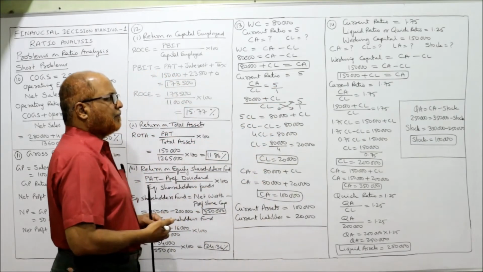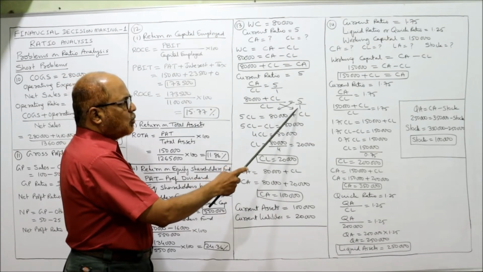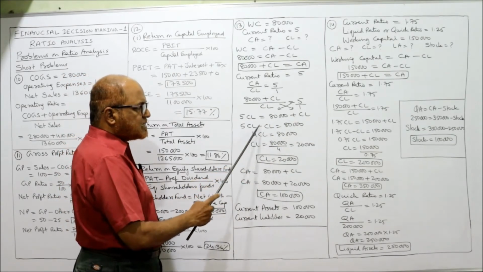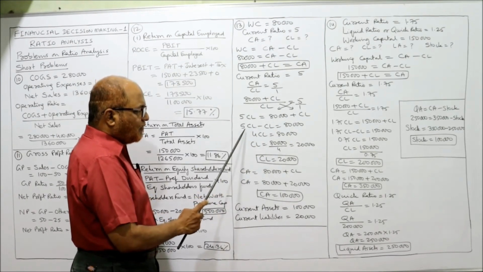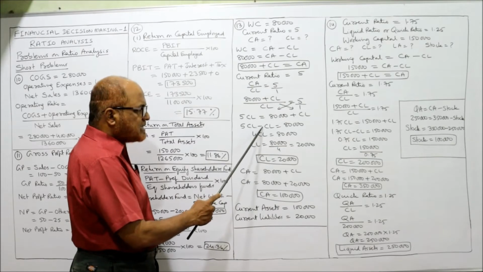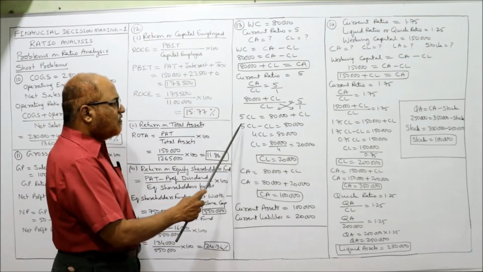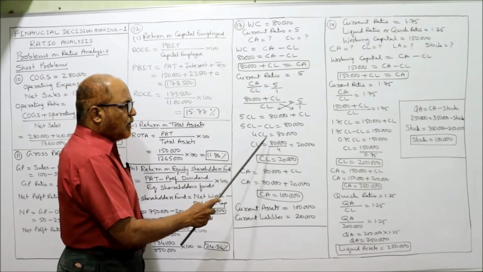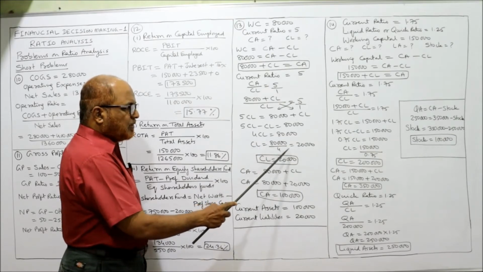5 into CL is 5 CL. 80,000 plus CL into 1 is 80,000 plus CL. Now bring this CL to LHS, plus CL will become minus CL is equal to 80,000. So 5 CL minus 1 CL, only CL means 1 CL. So 5 CL minus 1 CL, 4 CL is equal to 80,000. CL is equal to 80,000 divided by 4 because multiplication is there. So 80,000 by 4, 20,000.